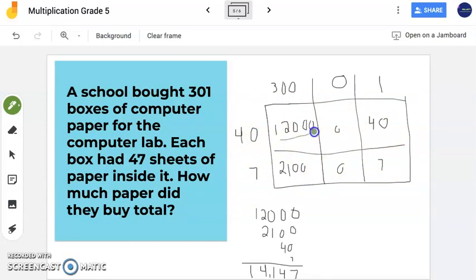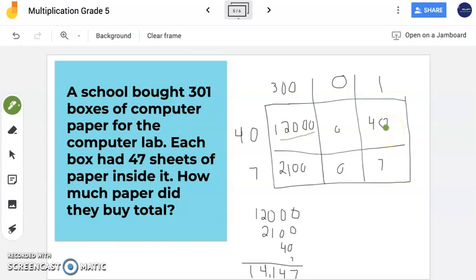I got 12,000 because all I did was 300 times 40, and that's the number that goes in this box. Here I got 2,100 because 7 times 300 is 2,100. Now for both of these boxes we have 0 because we have 40 times 0 and we had 7 times 0, which is both 0. Now in this box here I got 7 because I had 7 times 1, and here I had 40 times 1, which is just 40.